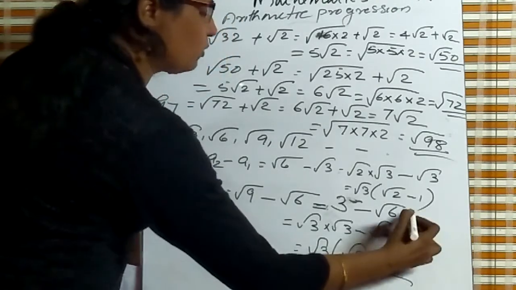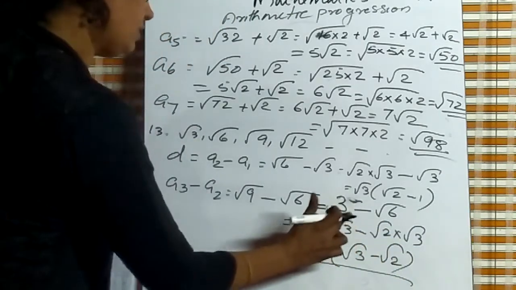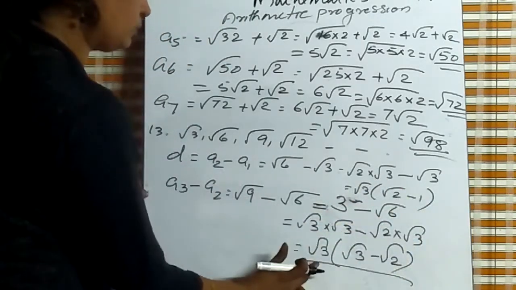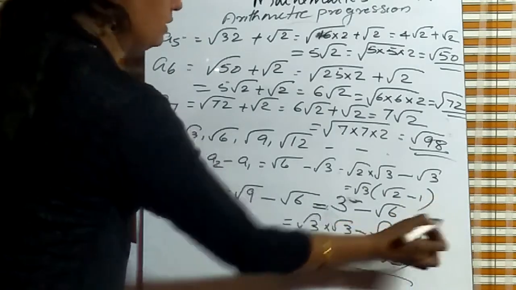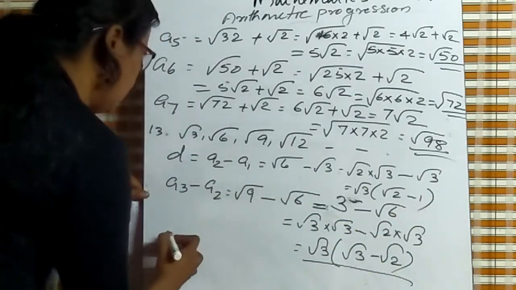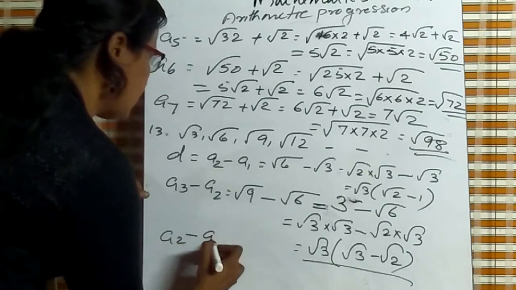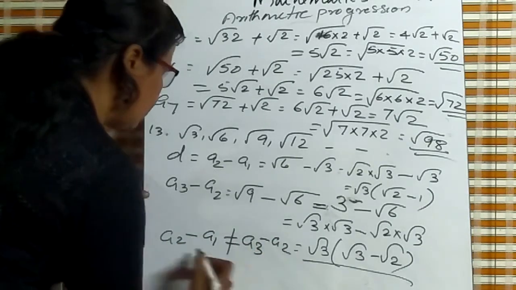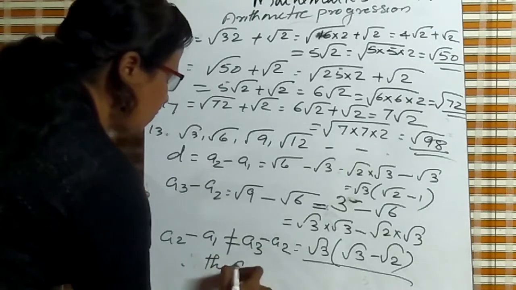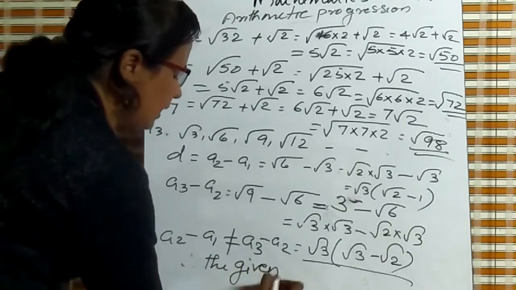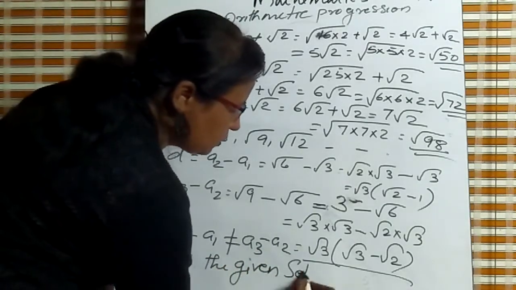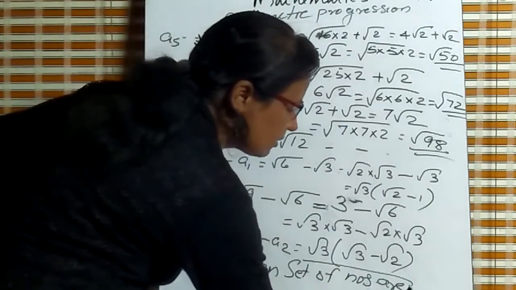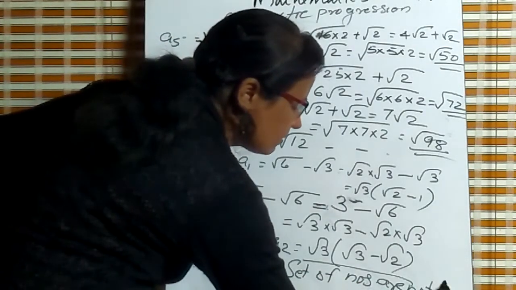These two D's are: first one, root 3 into (root 2 minus 1); here, root 3 into (root 3 minus root 2). So D is not the same. That means A2 minus A1 is not equal to A3 minus A2. Therefore, the given set of numbers are not in AP.